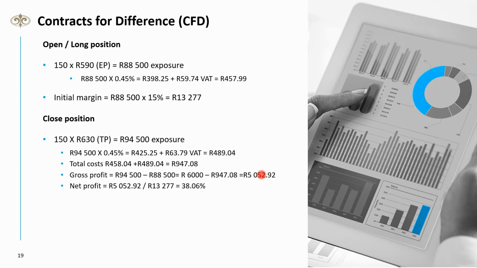There's my costs, there's my net profit. So I made 5,000 Rand net profit divided by the money I put down. I made 38% in a very short period of time. And that's why single stocks and CFDs are so popular as a swing trading mechanism, because it's capital efficient, number one, and number two, it's more affordable than trading normal shares.